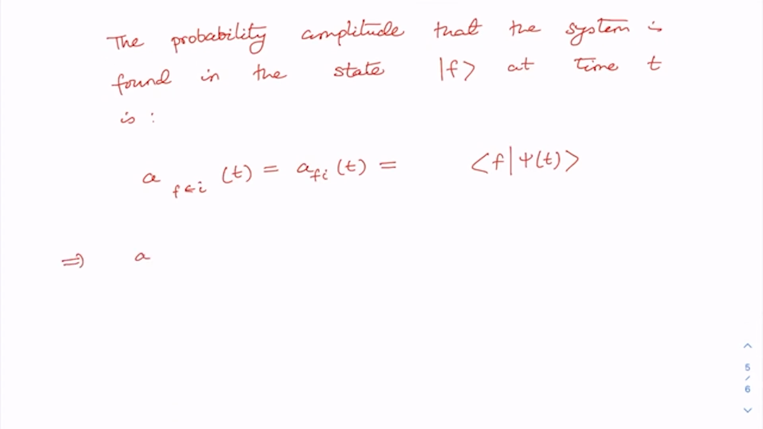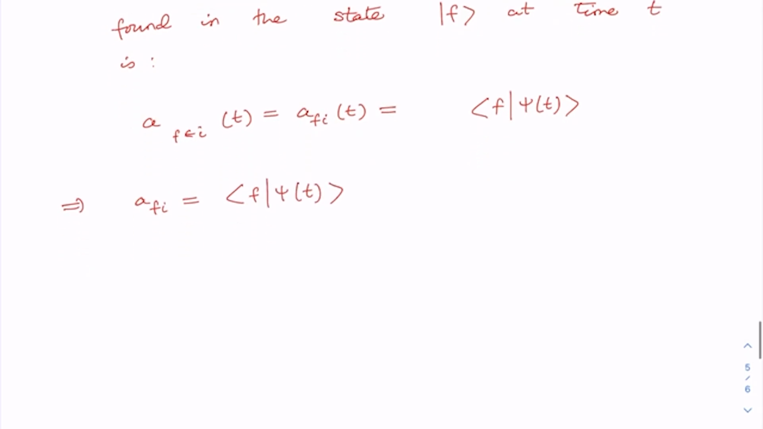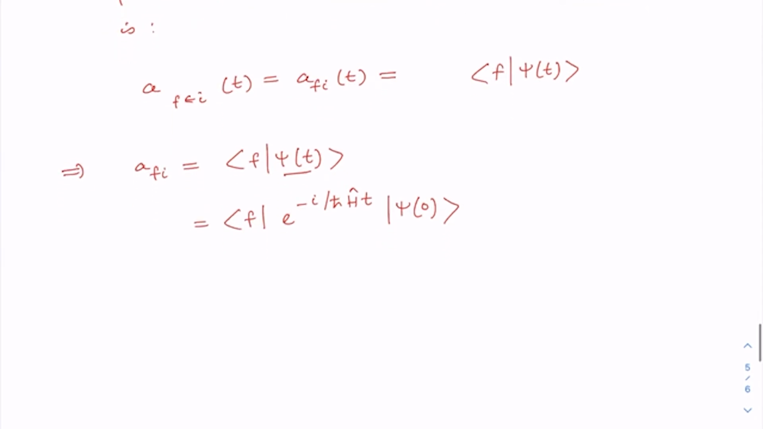So A_fi, I can write it as the scalar product of f and ψ(t), which I can write, because I know how this state vector evolves, as e^{-(i/ħ)Ht}. I am now in the Schrodinger picture. We are not talking about any interaction picture or Heisenberg picture here. This is simple quantum mechanics we are using here, your familiar quantum mechanics at this stage.